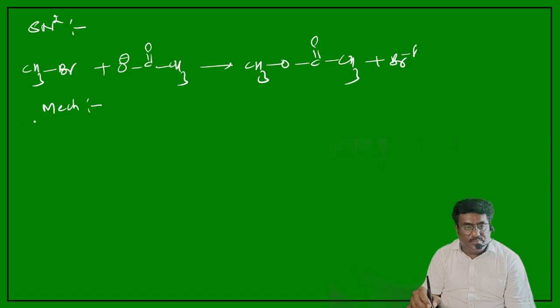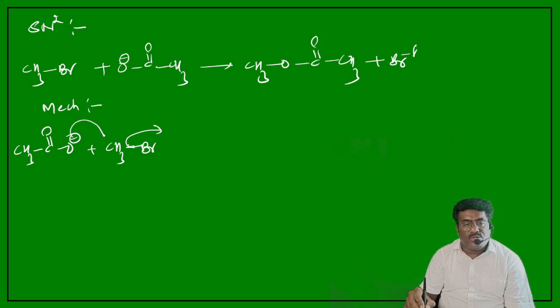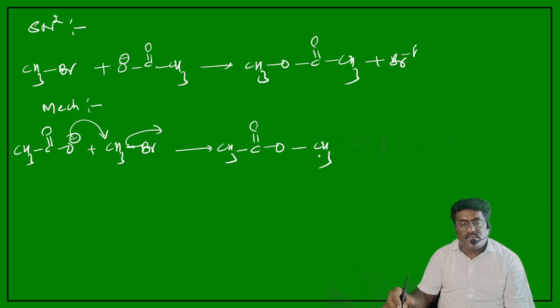The first one: methyl bromide, CH3Br, with acetate, CH3C(=O)O minus. Here bromine is the leaving group, and the nucleophile attacks the backside of the methyl group. It forms CH3C(=O)OCH3 and Br minus.